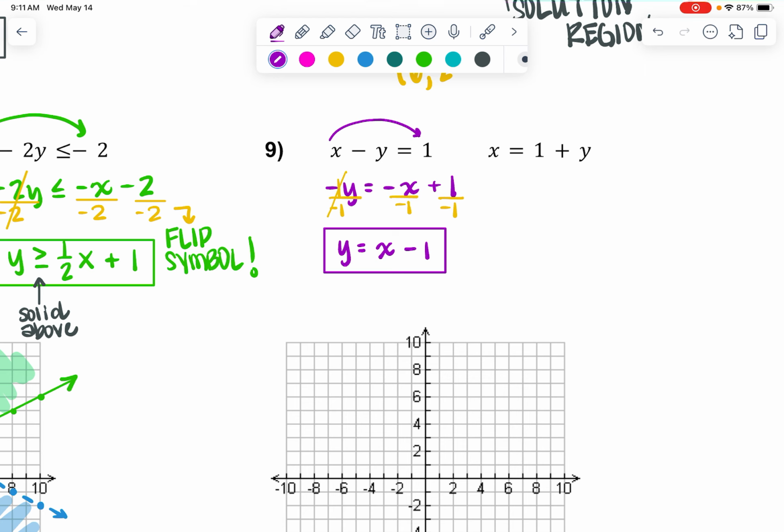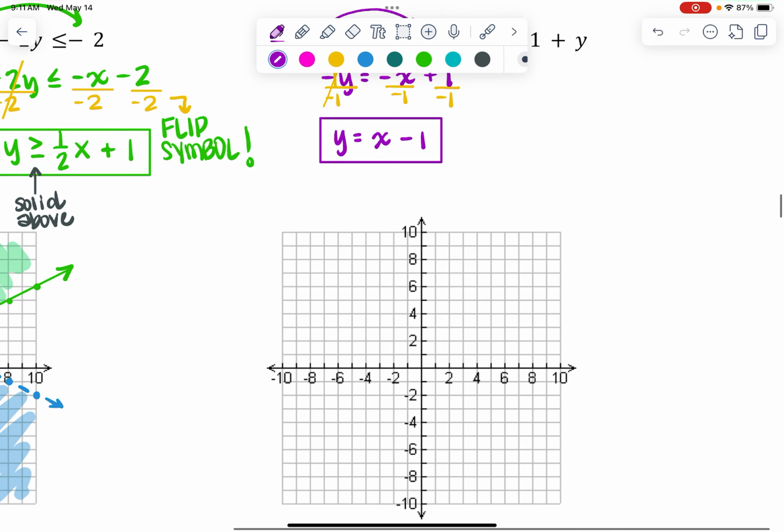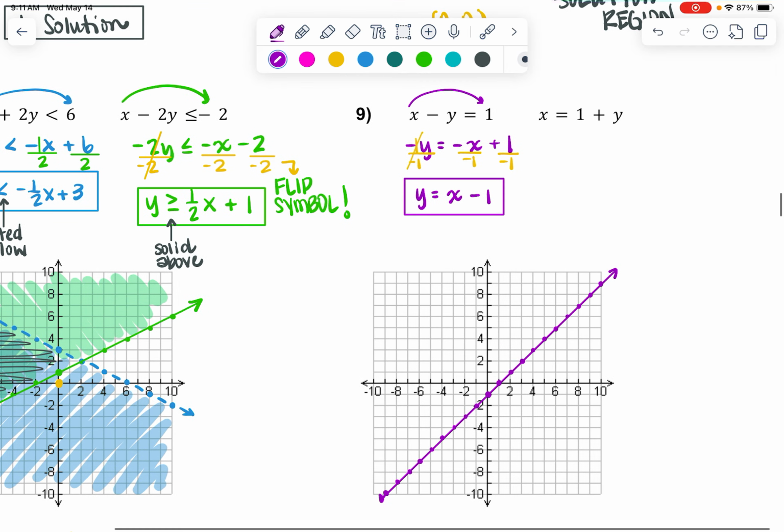All right, so let's graph that guy. So y equals x minus 1. Okay, so minus 1. And then, of course, remember, our slope is 1 or 1 over 1. So we're going to go up 1 over 1. And it's an equation, so I don't have to worry about dashes or anything, right? Totally a solid line. And there it is, no shading, right? Because this is an equation, not an inequality. So there's that guy.